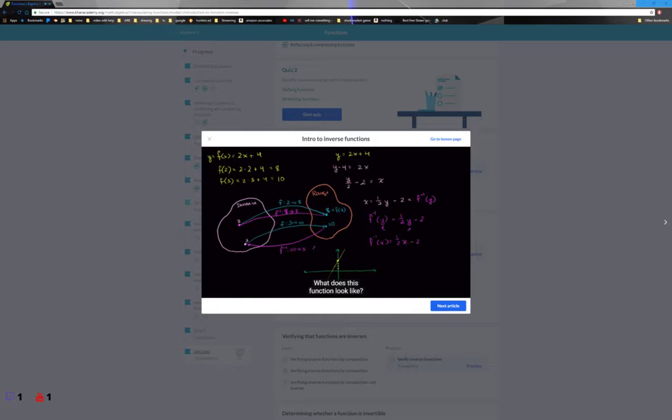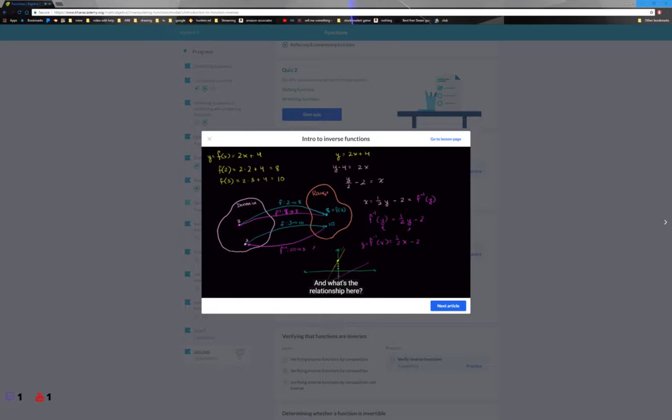What does the inverse function look like as a function of x? Remember, we solved for x, and then we swapped the x and the y, essentially. We could say now that y is equal to f inverse of x. So we have a y-intercept of negative 2. And now the slope is 1 half. The slope looks like this. The line looks something like that.